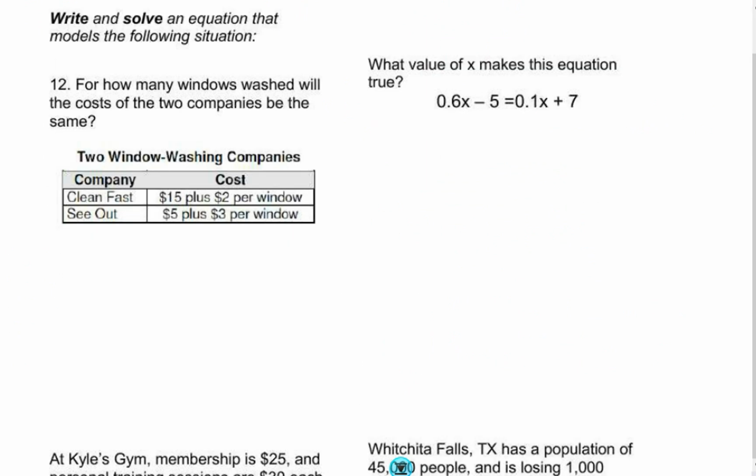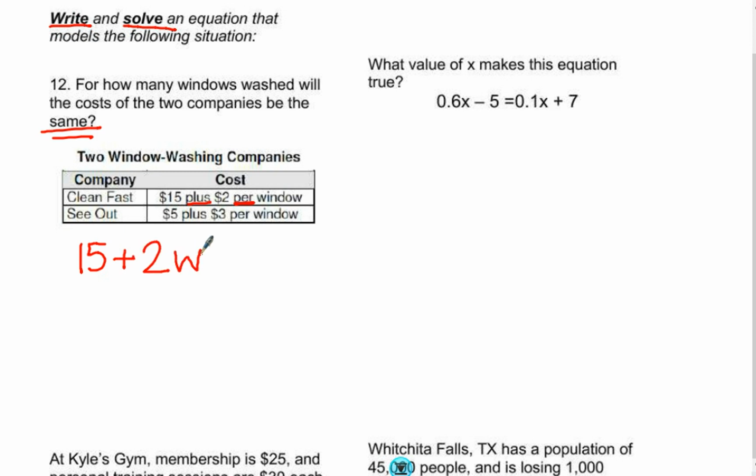All right, so number 12, it says write and solve an equation that models the following situation. So it wants us to write our own equation. It's asking for how many windows washed will the cost of the two companies be the same. So let's look at our two companies. We have company 1, Clean Fast. It's $15 plus $2 per window. So hopefully you're thinking, what is that per talking about? That is indicating multiplication. So for our first company, our equation will be $15 plus $2 per window.